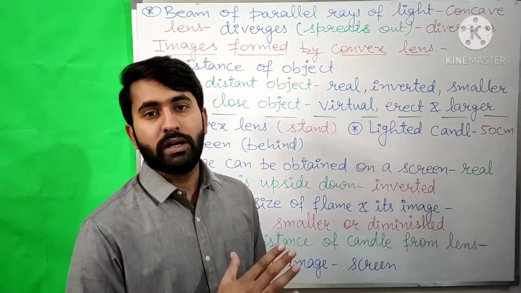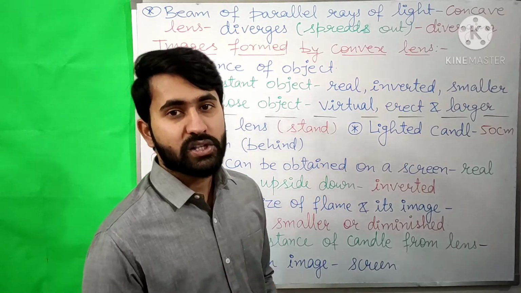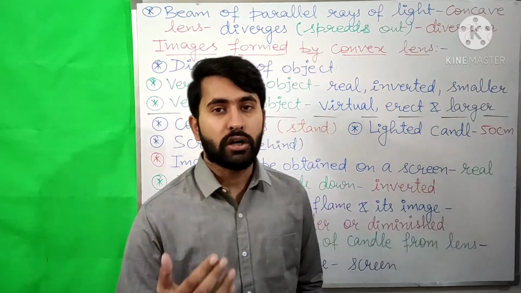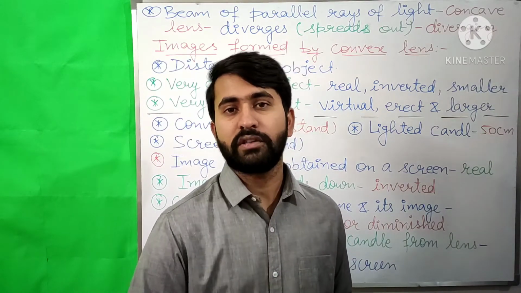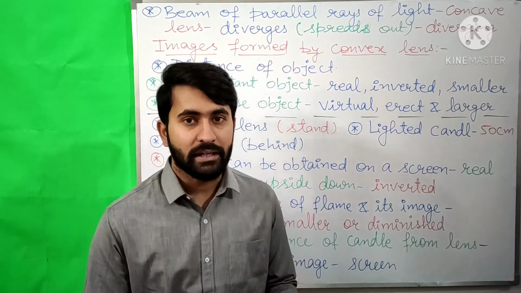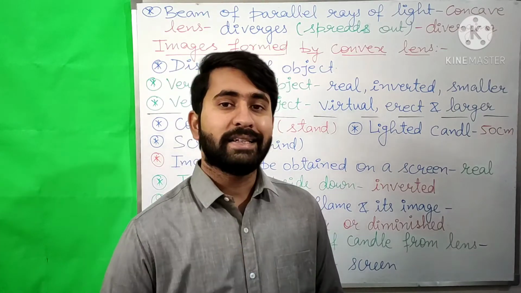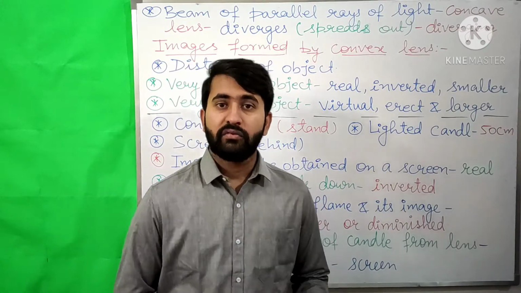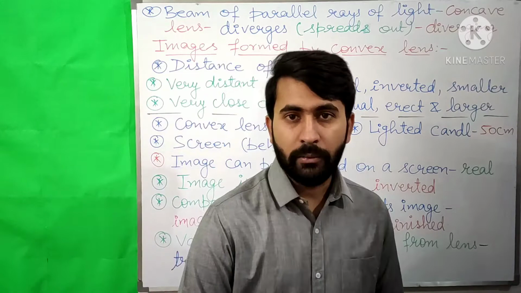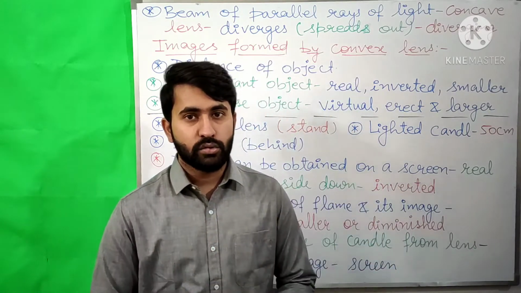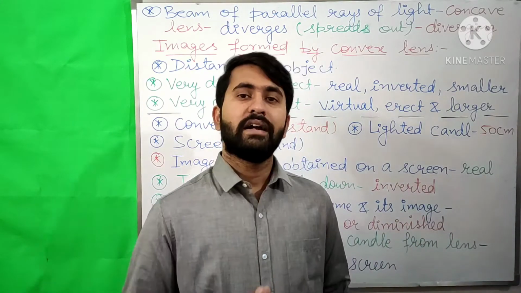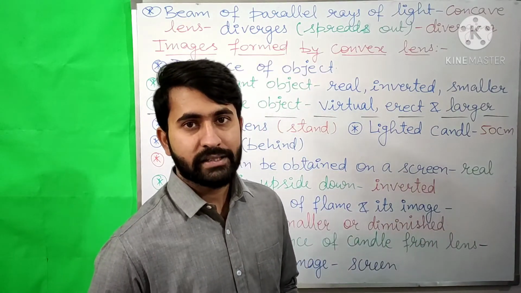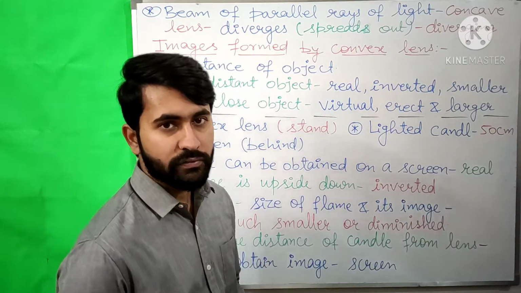When we look through a lens, the picture that we see is called the image. So lenses form the image of the object that is kept in front of them, and these images are formed when the light rays coming from the object pass through the lens and diverge or converge. Different types of lenses form different types of images.